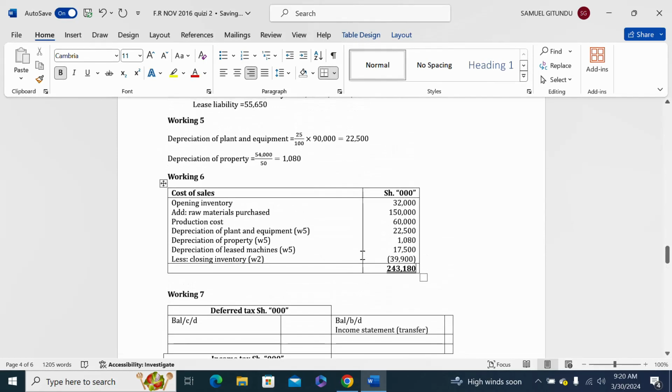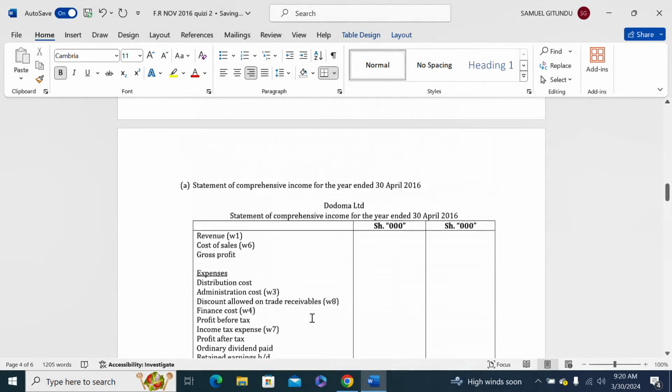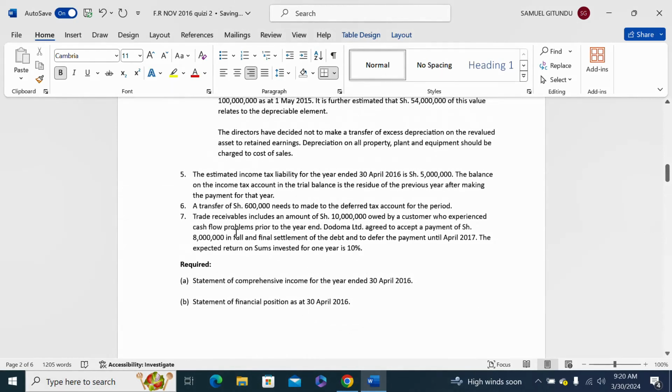Then we can go to the working note number 7 of the deferred tax. We go to the additional information, we check what they have said about the deferred tax. The estimated income tax liability for the year ended April 2016 is shillings 5 million. The balance of the income tax account that will balance is the residual of the previous year after making the payment for that year. A transfer of shillings 600,000 needs to be made to the deferred tax account for the period.